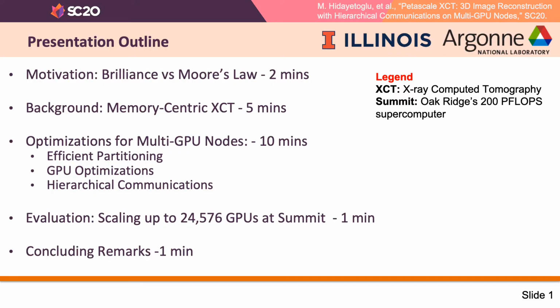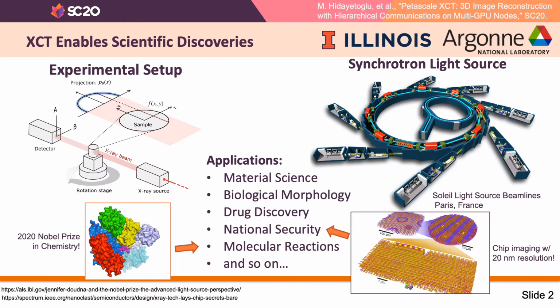First, I'll explain the motivation of this work. Second, I will introduce the memory-centric XCT algorithm. Third, I'll go through the proposed optimizations in our paper, specifically targeting multi-GPU node architecture. Then I will go through some highlight results on the Summit supercomputer, and finally, I will conclude my talk with a few remarks.